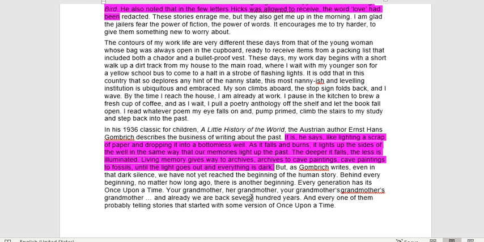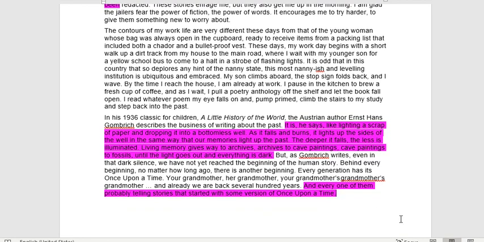She talks about your grandmother, her grandmother, your grandmother's grandmother, and already we are back several hundred years. Every one of them probably telling stories that started with some version of Once Upon a Time. Well, here Brooks is subverting the traditional opening line of a fairy tale at the end of her speech, right? That Once Upon a Time fairy tale structure where we know generally contains morals and ethical lessons, but she subverts that by ending on this very first line of a story.